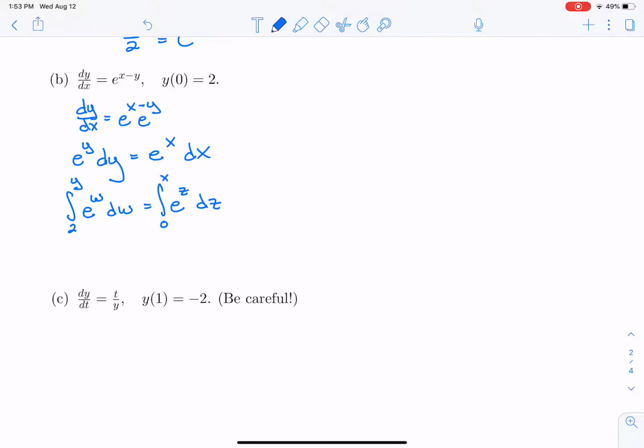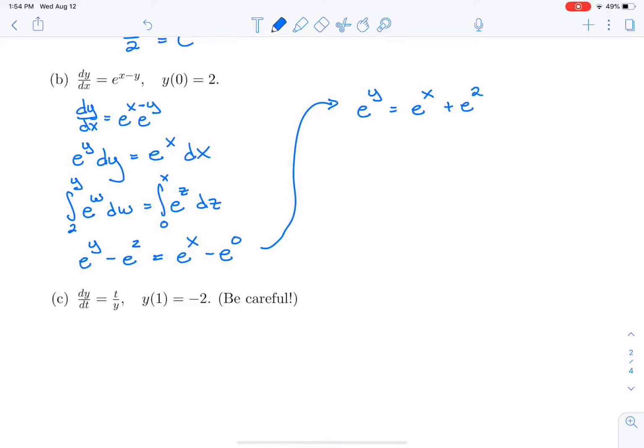Okay, so the antiderivative of e to the w is going to be e to the w, and the antiderivative of e to the z is going to be e to the z. And so let's see, I'm going to get e to the y minus e squared is equal to e to the x minus e to the 0. So that tells me that e to the y is going to equal, let's see, e to the x plus e squared minus 1.